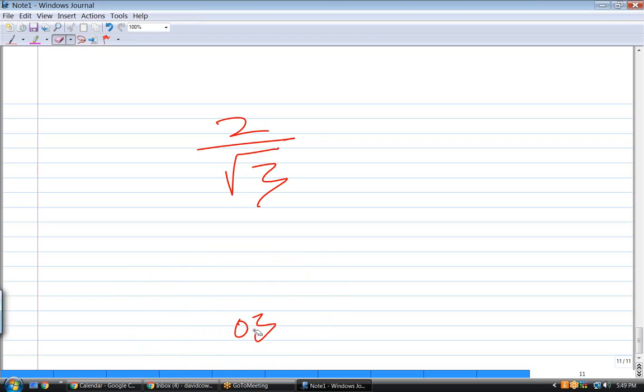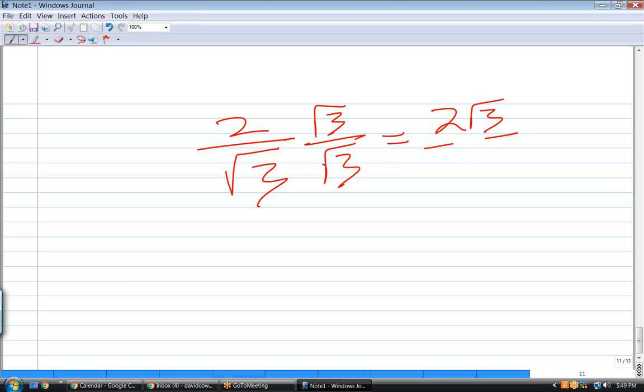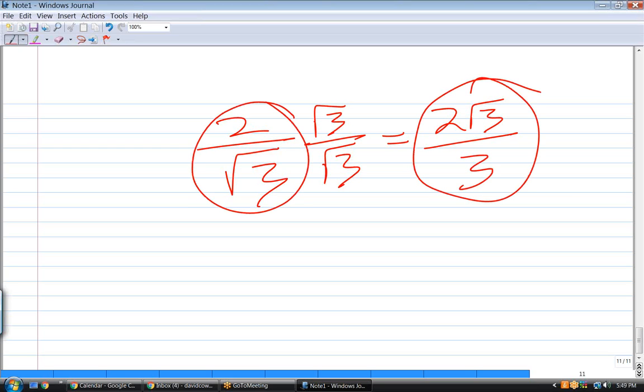How would I rationalize this one? You'd have to multiply the top and the bottom by the square root of 3. Not a negative, just the square root of 3. And now what's that give you on top? 2 square root 3 over 3. Right. And that's the same number. If you put that into a calculator, you'll get the same answer.